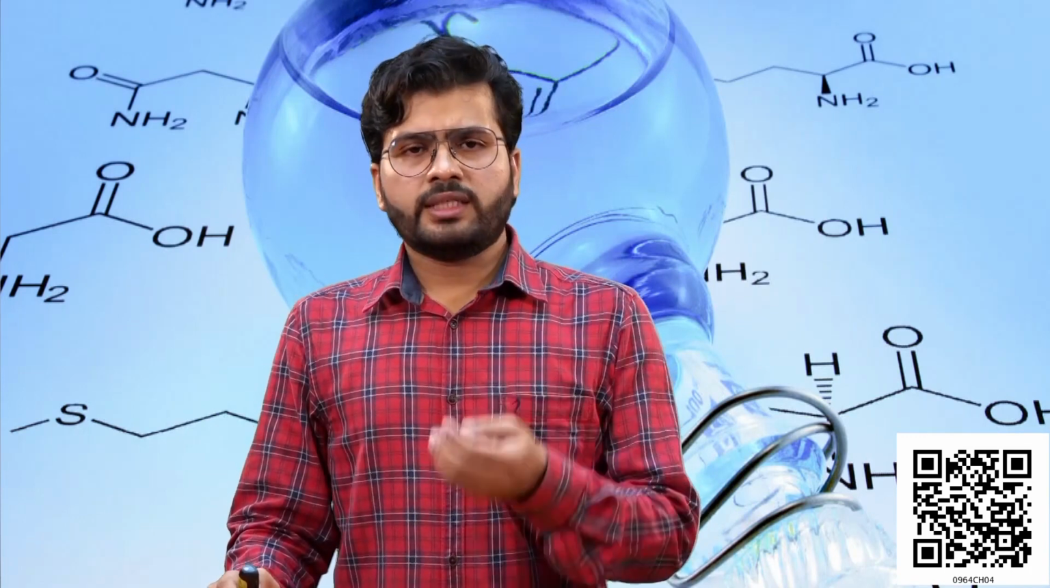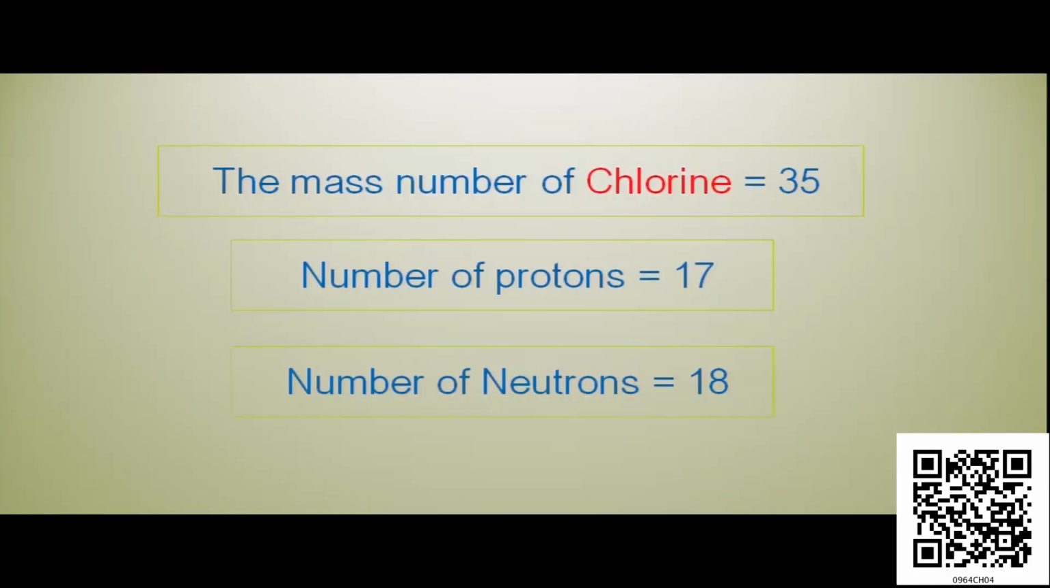And if you take the example, you can see the mass number of chlorine is 35. What does that mean? Mass number of chlorine is 35 means the number of protons, as we know, the atomic number of chlorine is 17. So the number of protons will be 17 and the rest will be the number of neutrons, that is 35 minus 17 will give us the number of neutrons, that is 18. That means we can say the nucleus of a chlorine atom contains 17 protons, that is the atomic number, and the number of neutrons is 18.